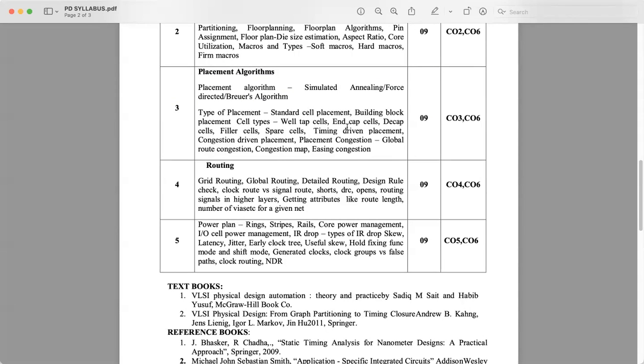Then you have the building block placement cell types, which are well tap cells, end tap cells, decap cells, filler cells, spare cells. So how we are going to utilize the area which is available, the core utilization, how we are going to use it, how we are going to place it, because we shouldn't leave any free space, right? Everything should be occupied, and not only occupied, there shouldn't be any interference between them, right? So that's also important. Next we look into timing driven placement.